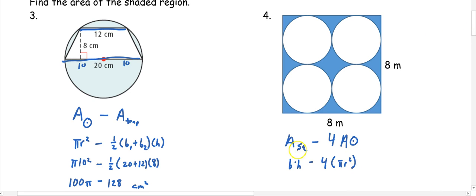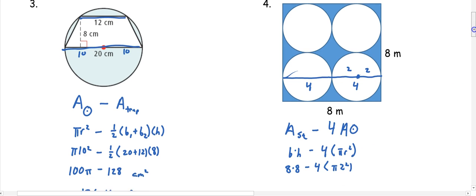So the base and the height of the square are 8 and 8, minus 4 times... Now we need to find the radius of the circle. So we know that if I draw two diameters through the circle, because there's two of them, each diameter would be 4, which means the radius is split into 2. So all of these circles have the same radius of 2, so we have pi 2 squared.